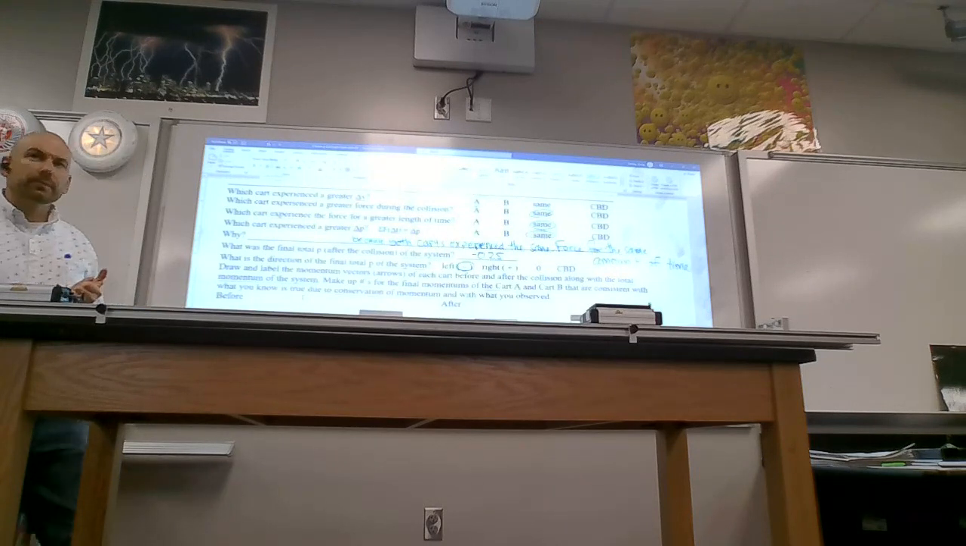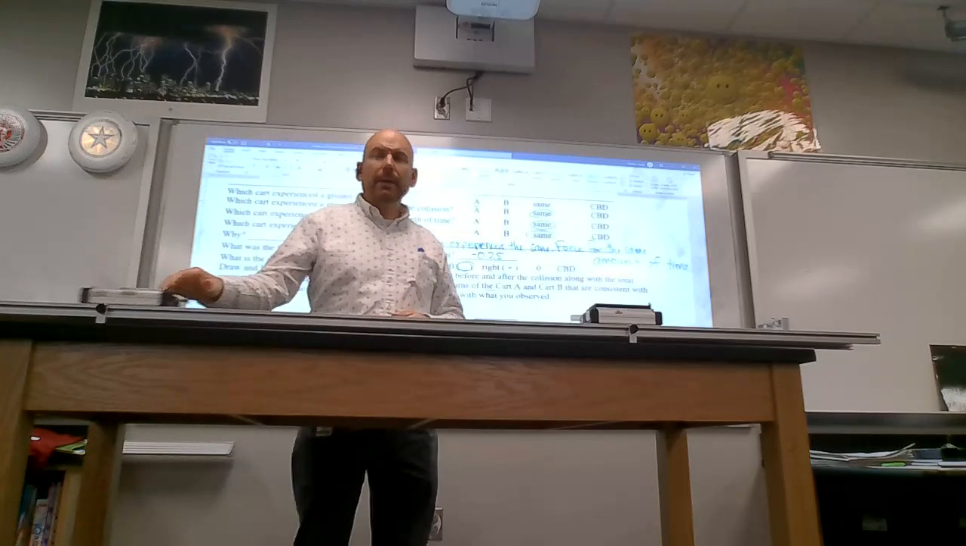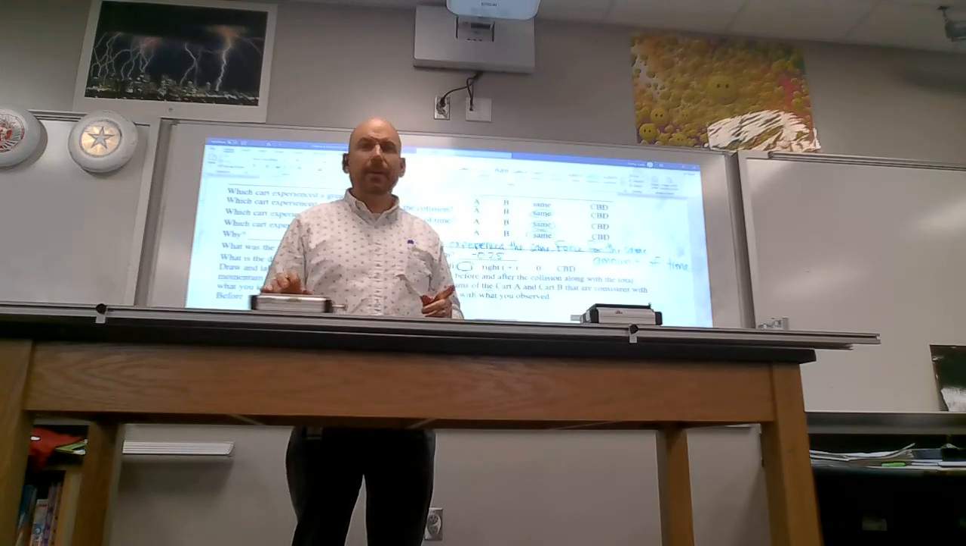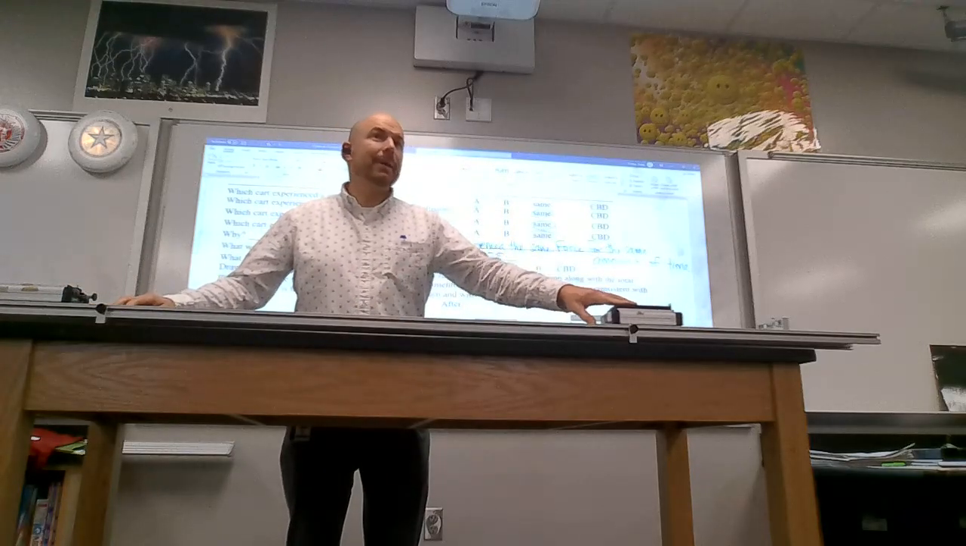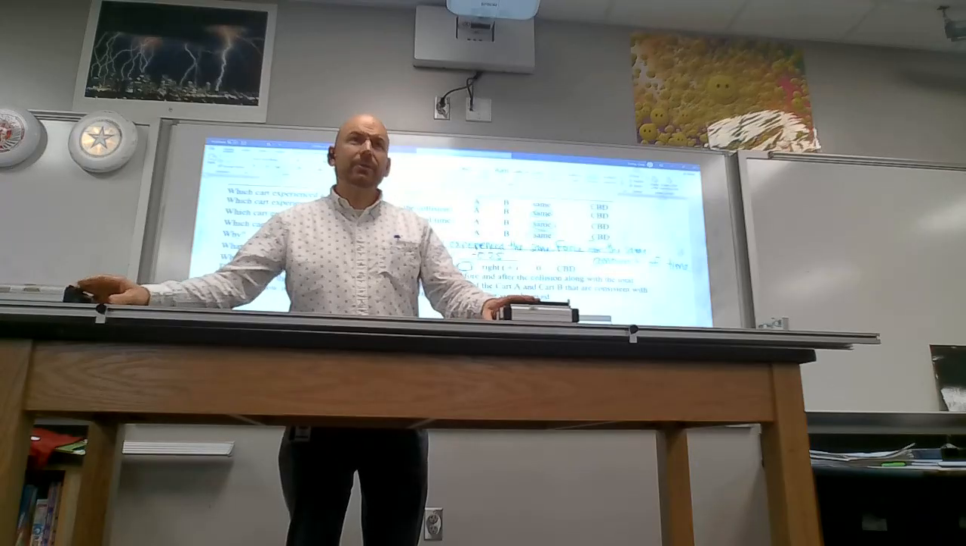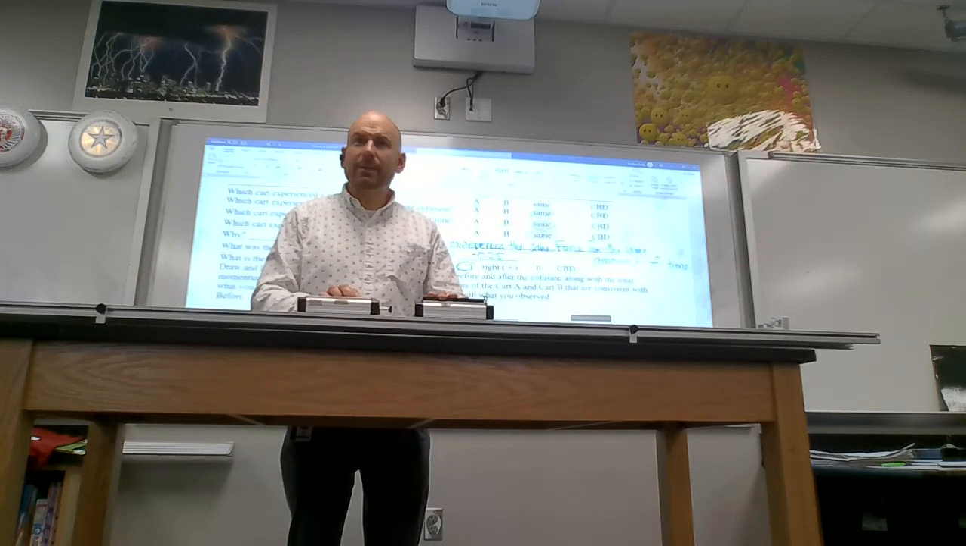Okay, I'm going to start going through these, explaining why these do what they do. Which one experienced a greater change in velocity? A came in fast, going in the positive, and came back medium in the negative. B came in medium in the negative and came back slow in the positive. Both bounced, but A experienced a greater change in velocity. It's going fast this way and then medium the other way. This one, medium, and then slow.